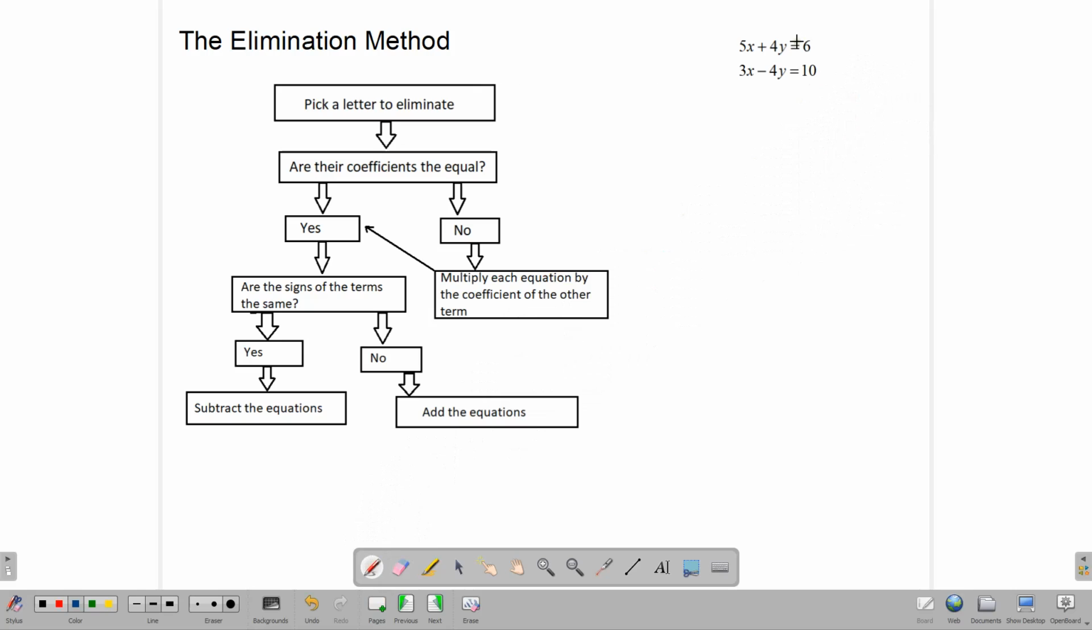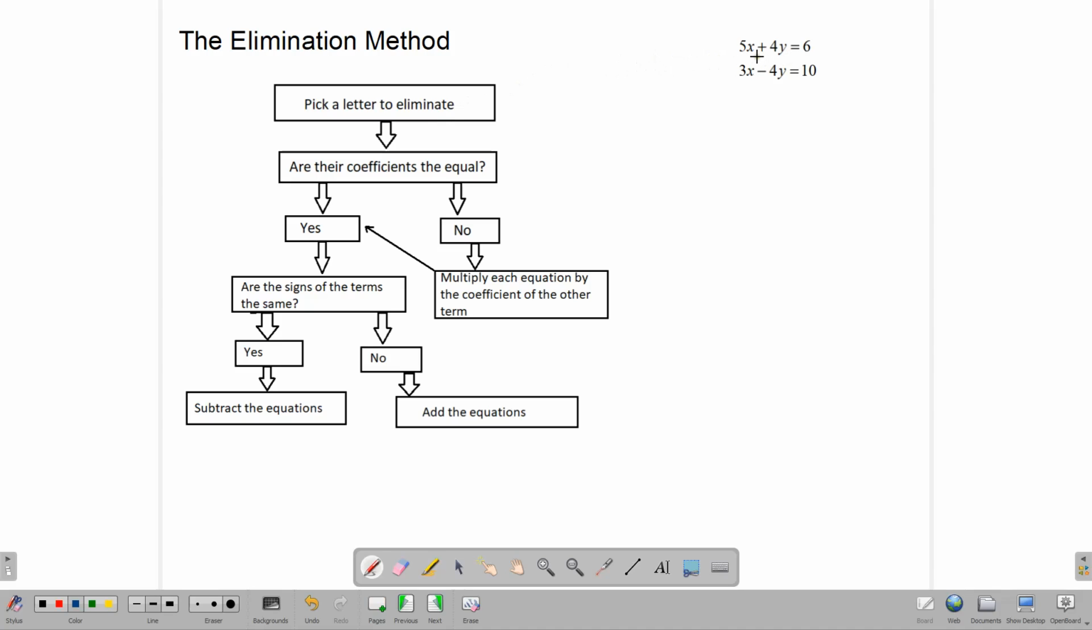This equation here has two letters or variables, x and y. By getting rid of the y, we will have the x. And by getting rid of the x, we will be left with the y. So we start by deciding which letter we want to eliminate.